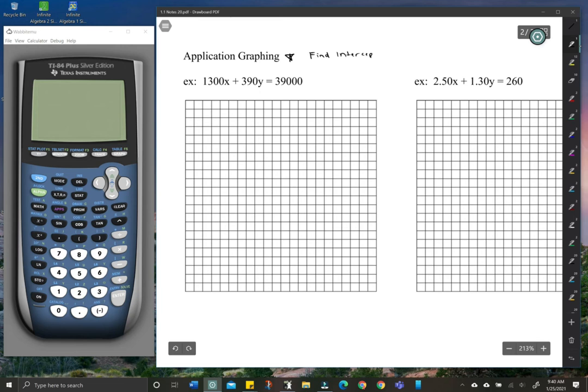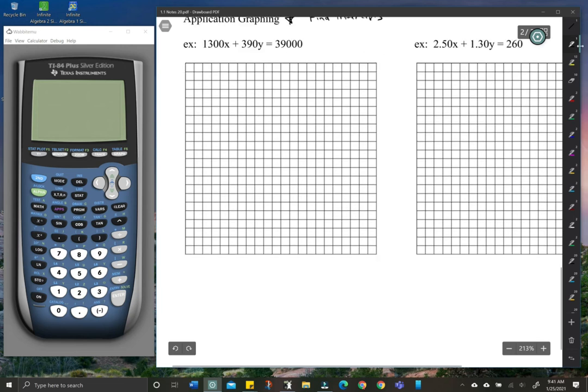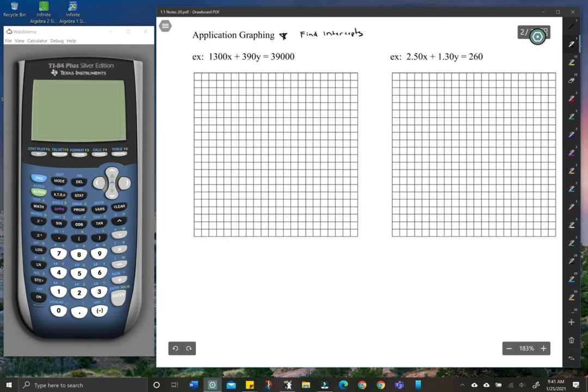So for 0 in for x, it's just going to be 1,300 times 0 plus 390y equals 39,000. And basically, you're just going to divide 39,000 divided by 390. And you might already know that in your head. But if you don't, that's okay. 390. Oh, how about that? A nice 100.